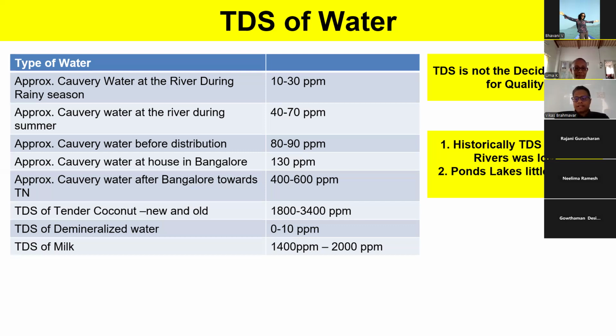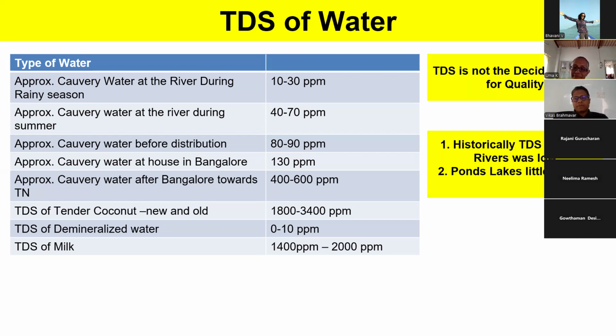Kaveri water is good. Any municipal water is good, but it depends on the region. Kaveri water in Erode or after Bangalore, TDS is 400 to 600 ppm. Kaveri water at any house in Malleshwaram in Bangalore will be 130 ppm. Kaveri water before distribution, before they do cascade aeration and add chlorination, is 90 ppm. Kaveri water in the river before and after rains is very different. Historically, in Bangalore, we never had Kaveri water before the line from 100 kilometers away was pumped to Bangalore.